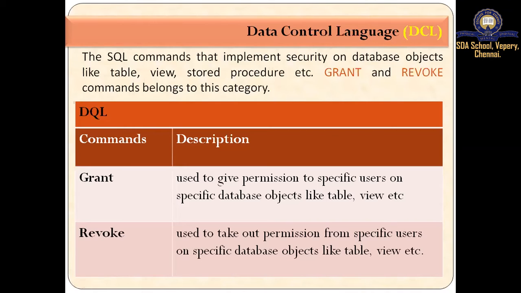Grant means giving permission to access some databases and tables. Revoke is quite the opposite of grant. The permissions which have been granted are taken back by using what command? Revoke. So grant is used to give permission to a specific user, and revoke is used to take away permission from a specific user.